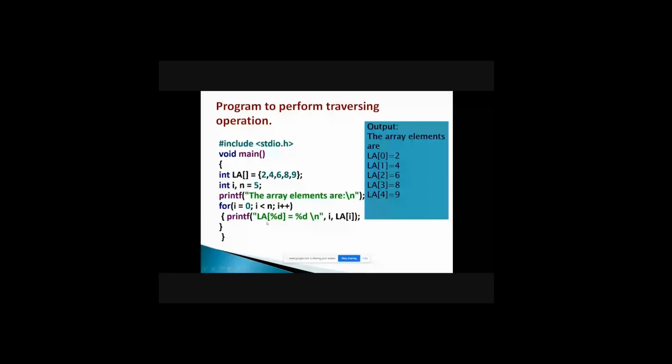How many elements are there in the array? 5 elements, and all the elements are visited exactly once, starting from the lower bound to the upper bound. What is your lower bound in this example? 0. And what is your upper bound? 4. So you are visiting all the elements in the array exactly once, and this operation we call traversing.